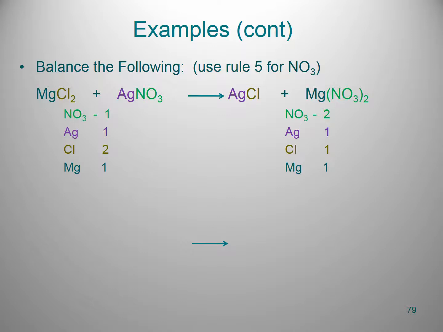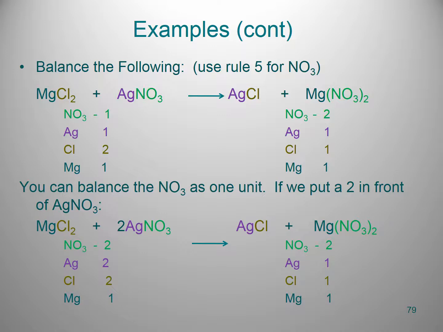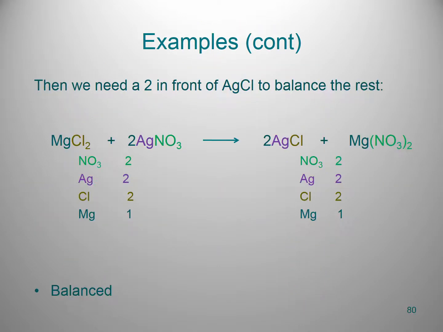So I can start anywhere on this one. The nice thing about this equation is that you just start somewhere and then fix whatever gets messed up. So let's say I put a 2 in front of the AgNO3 so that I can balance my NO3 groups. So what happens is that it also changes my Ags to 2. So they're out of balance, so before I do anything else, I'm going to put a 2 in front of the AgCl to balance the Ags, and then when I do that, it also balances out my Cls, and so that balances this equation.